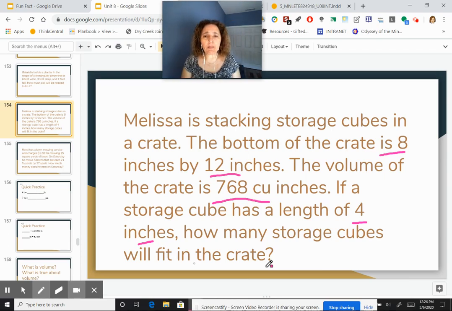So this one's a little bit more puzzling, right? But we can figure this out. So she's stacking storage cubes in a crate. The bottom of the crate is 8 inches by 12 inches, okay? The volume of the crate is 768 cubic inches. So that's how much fits on the inside. If a storage cube has a length of 4 inches, how many storage cubes will fit in the crate? How many are going to fit in the crate? So stop the video and see if you can try to figure out how to do this one.